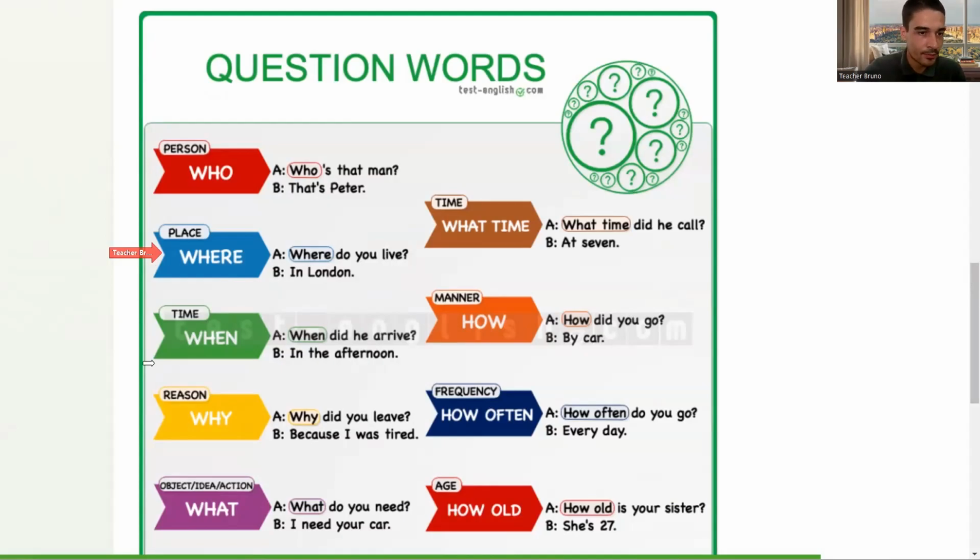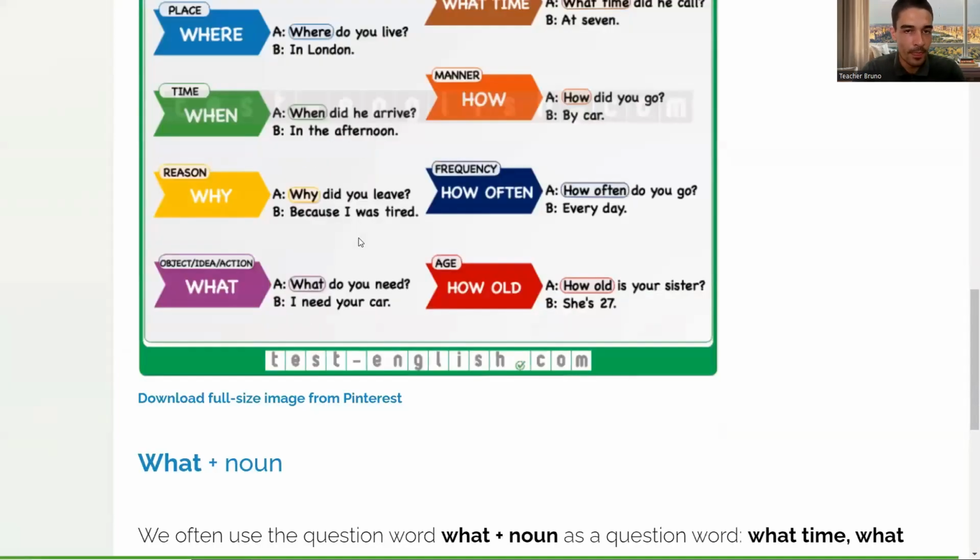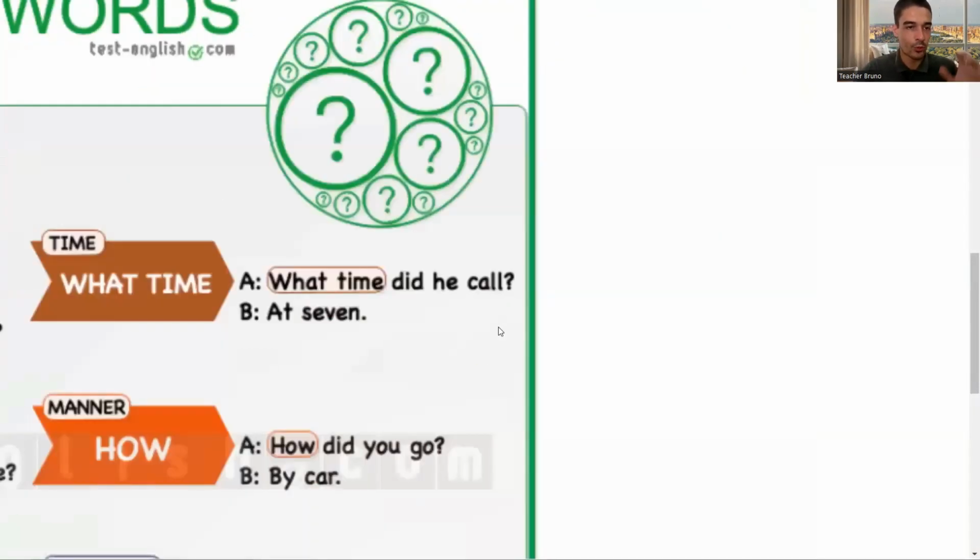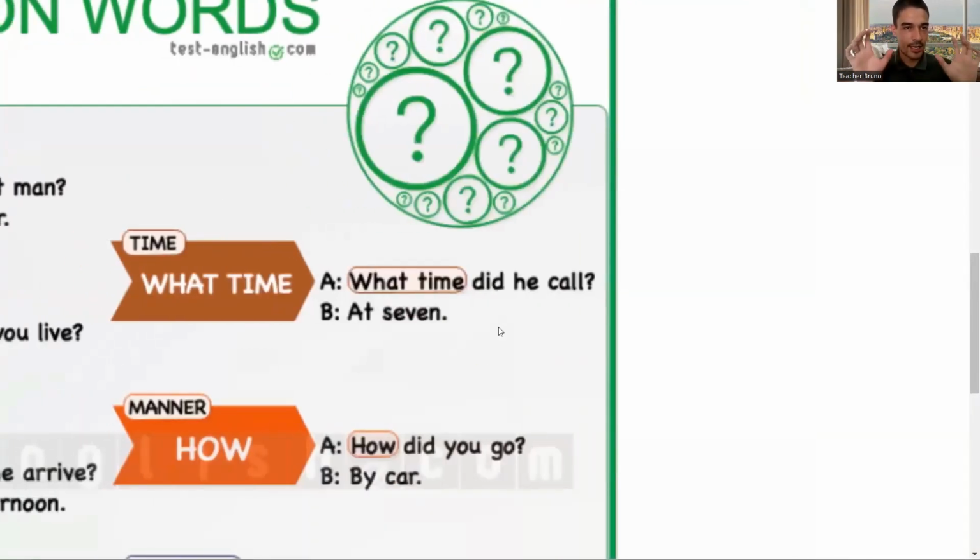Place. When? It's time. When did he arrive? In the afternoon. Why is reason. Why did you leave? Because I was tired. What time? We use what time to be more specific. What time did he call? At 7 o'clock, at 8 o'clock.